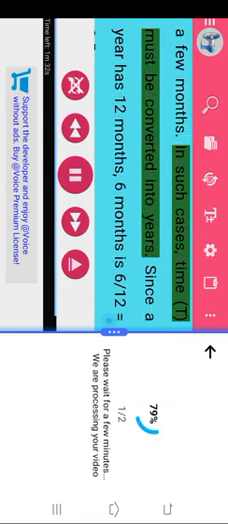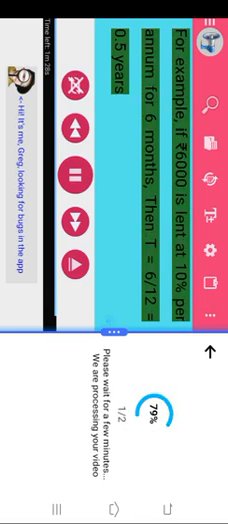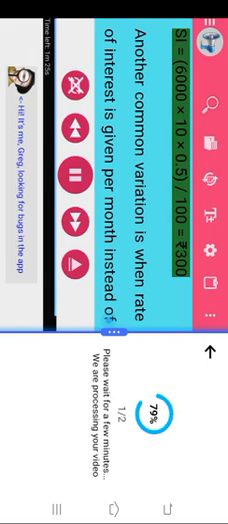Monthly interest and conversion of time. In many SSC questions, the interest is calculated not yearly but monthly or for a few months. In such cases, time T must be converted into years. Since a year has 12 months, 6 months is 6/12 equals 0.5 years. For example, if 6,000 rupees is lent at 10% per annum for 6 months, then T equals 6/12 equals 0.5 years. SI equals 6,000 times 10 times 0.5 over 100 equals 300 rupees.